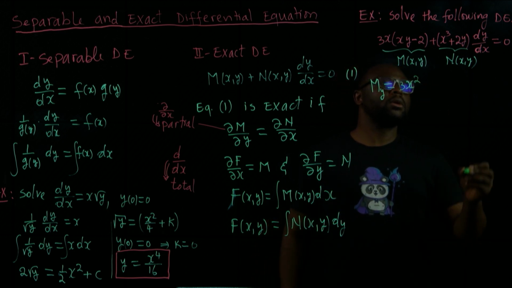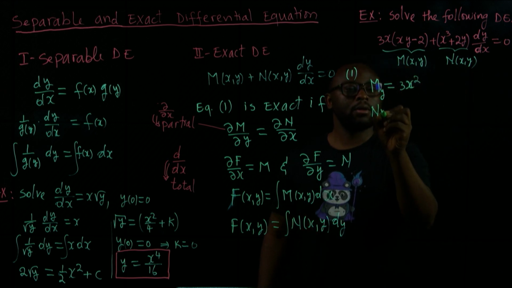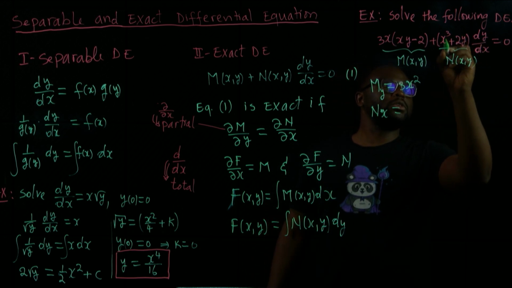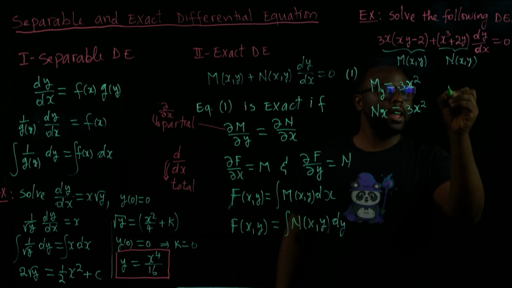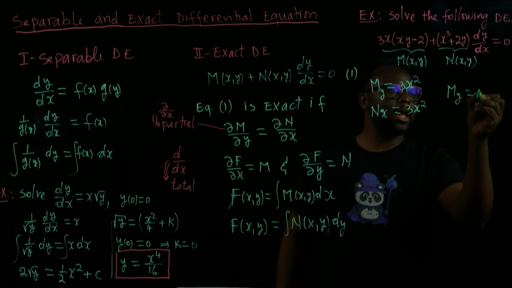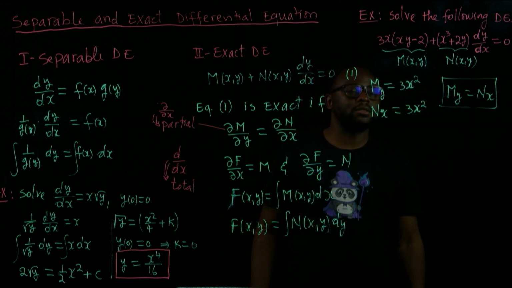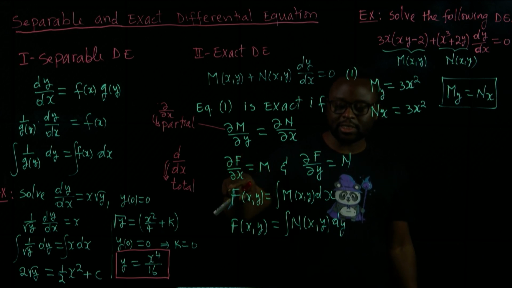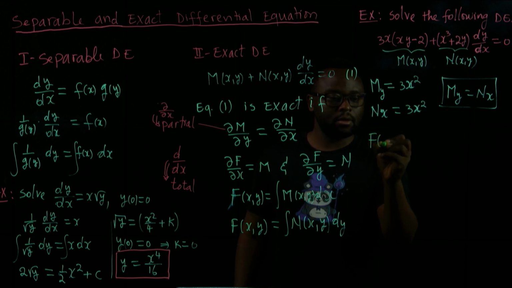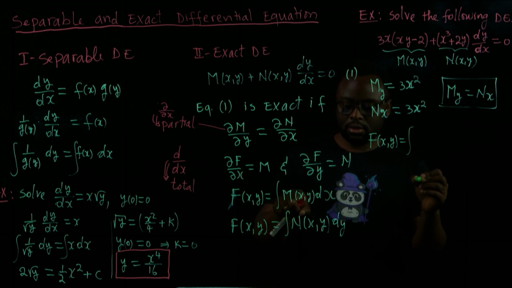Okay? And we also find the partial derivative of N with respect to x. If you differentiate this with respect to x, we have 3x squared. Conclusion, M sub y is equal to N sub x. Okay? Then this is an exact differential equation. Now let's use the method. We are looking now for the function f such that the partial derivative of f with respect to x is equal to M. We say f of x, y is equal to the integral of M.